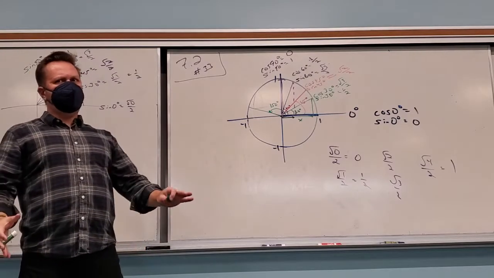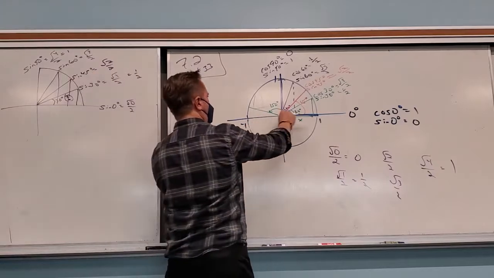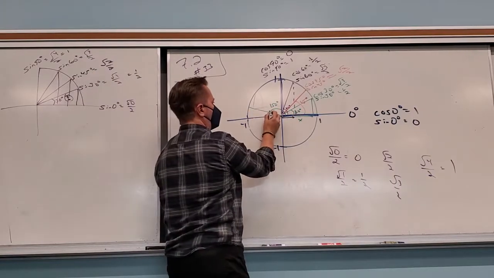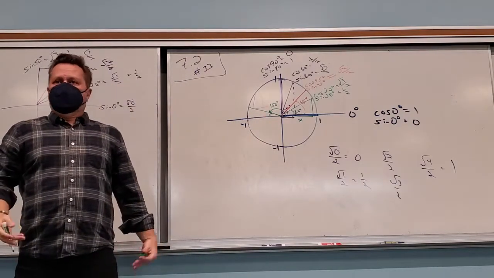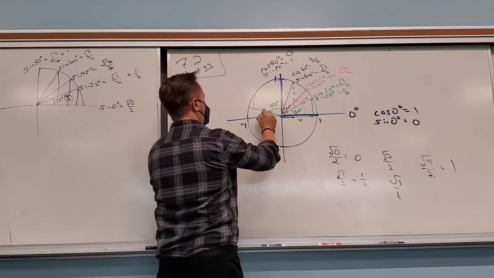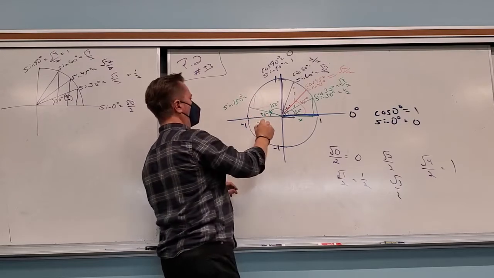Now, with my crappy drawing skills, this doesn't look apparent. But aren't these green triangles the same size? Because how big is this angle right there? 30. So aren't they the same triangle, right? Okay, so let's talk about sine. What would the sine of 150 degrees be?